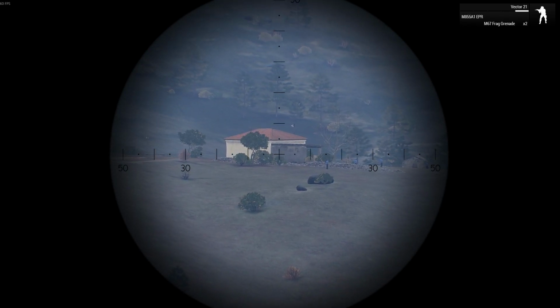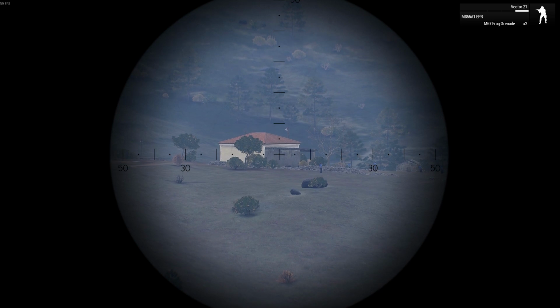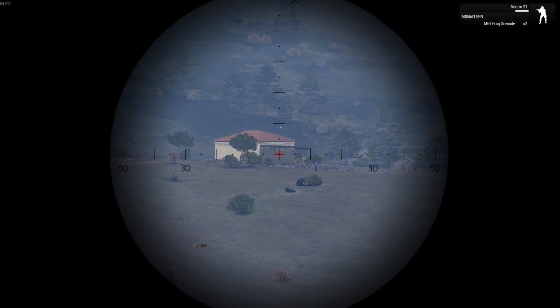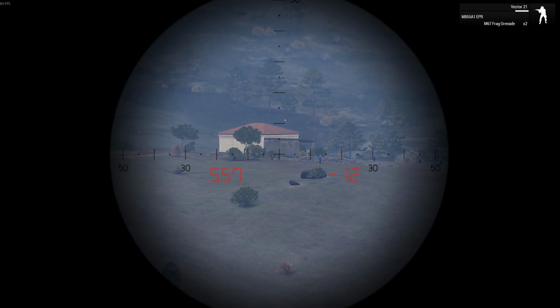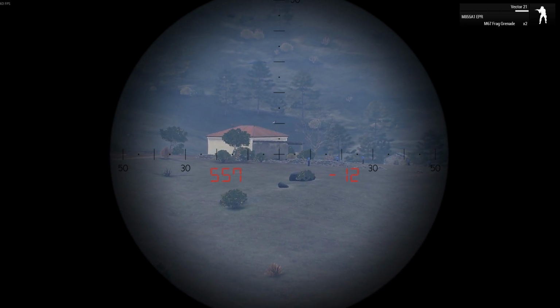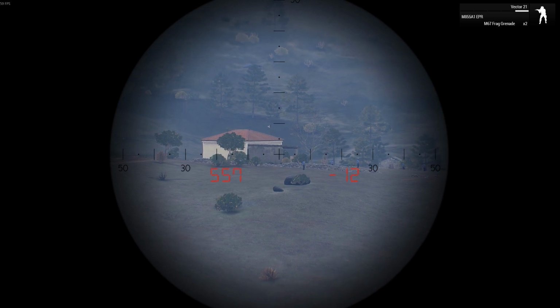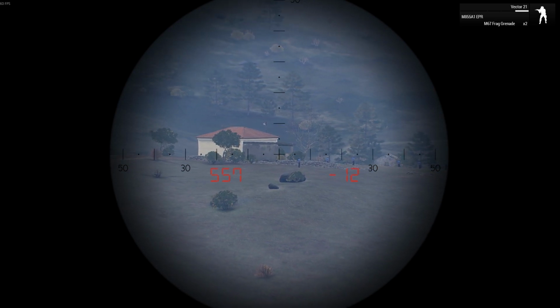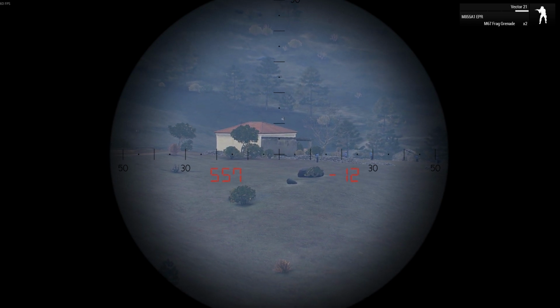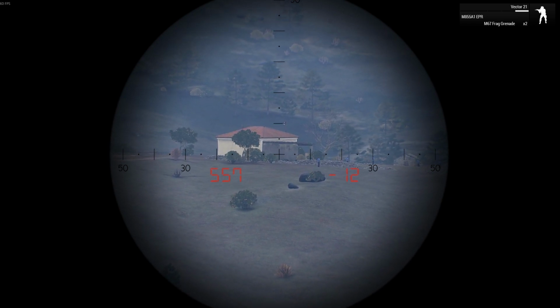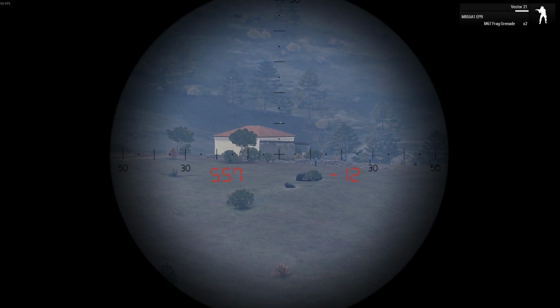To get the information I need, I'm going to double tap R, but I'm going to hold R on the second tap until I see this red circle. Then I'm going to release R, and I'm going to have all the information that I need to put rounds on target accurately. So we have a range of 557 meters and an altitude difference of -12. This means that I'm 12 meters higher than the target that I just lased.